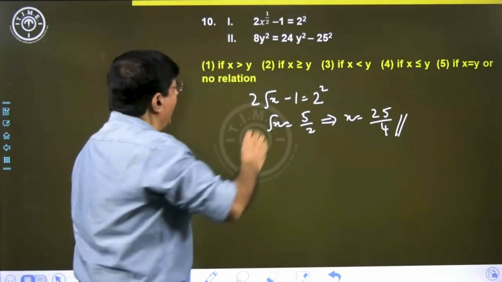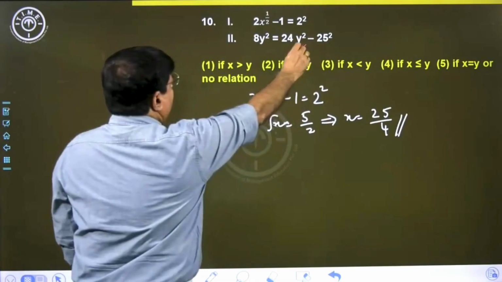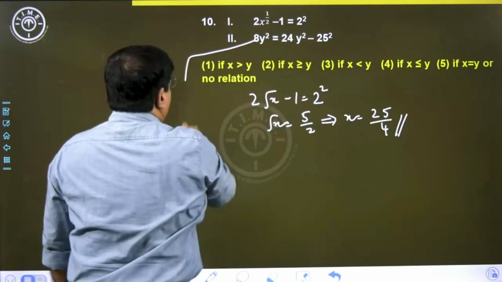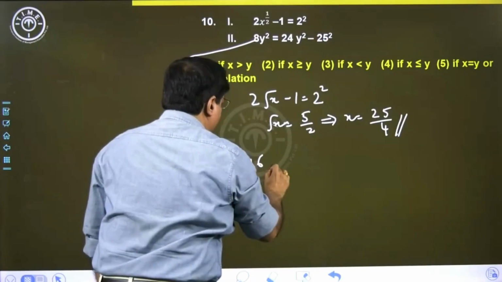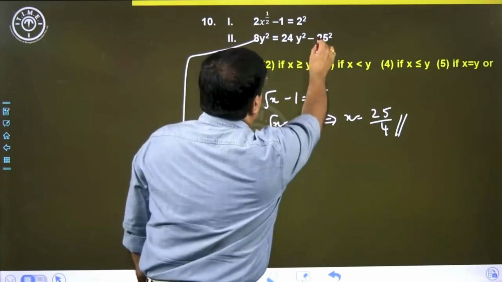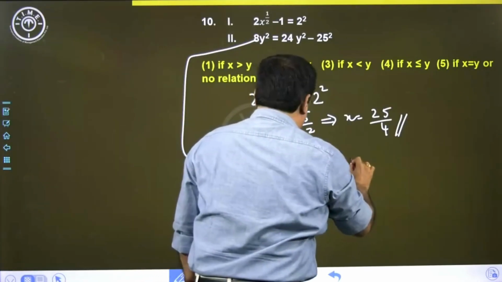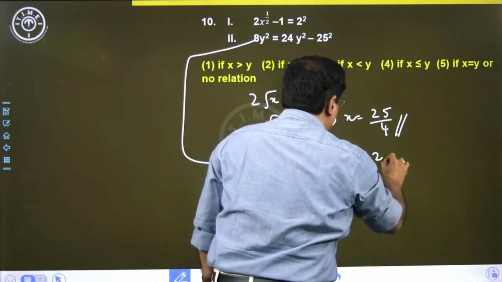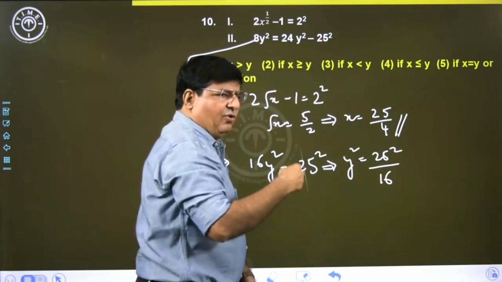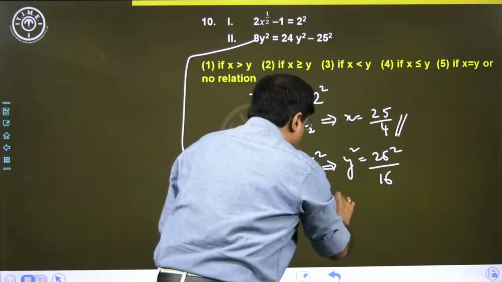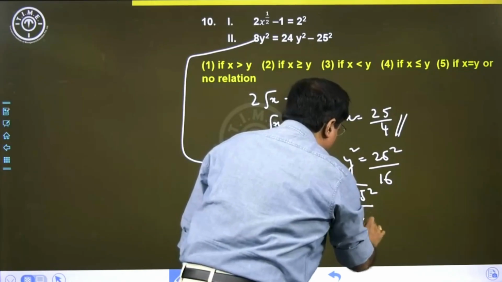Second equation, 8y square is equal to 24y square minus 25y square. So this equation gives me 24 minus 8, 16y square is equal to 25y square. What is y square from this? Y square is equal to 25 square by 16, and if I have to find the value of y, this will be under root of 25 square by 16.